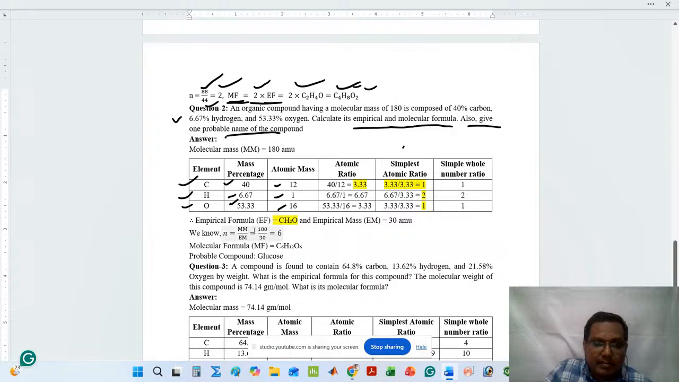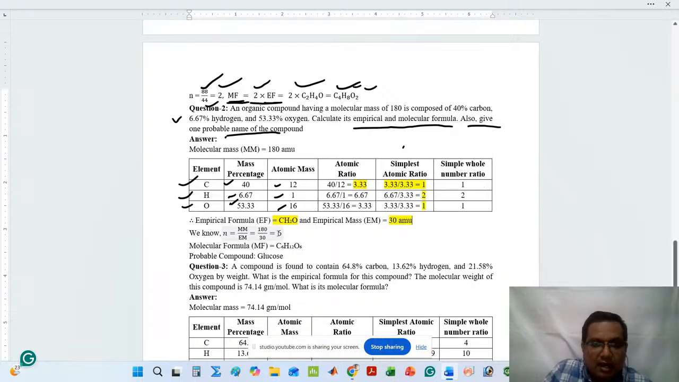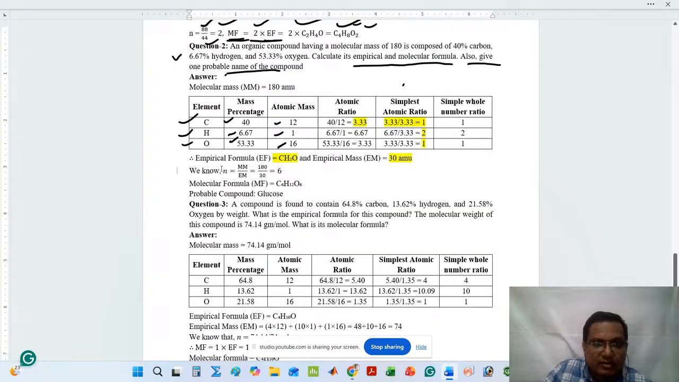As per the empirical formula, you can find the empirical mass. Here, one carbon is present, two hydrogen are present, one oxygen atom is present. So add the atomic mass of each atom, then you can find out the empirical mass, that is 30 amu.